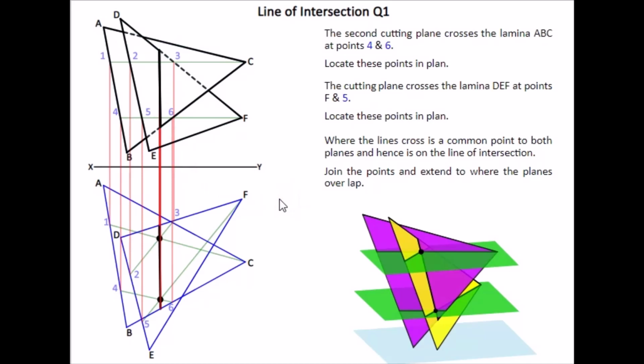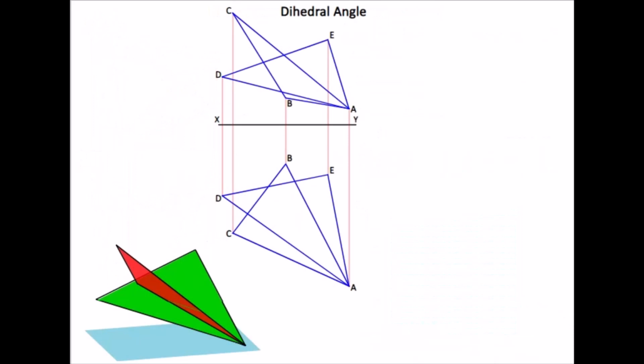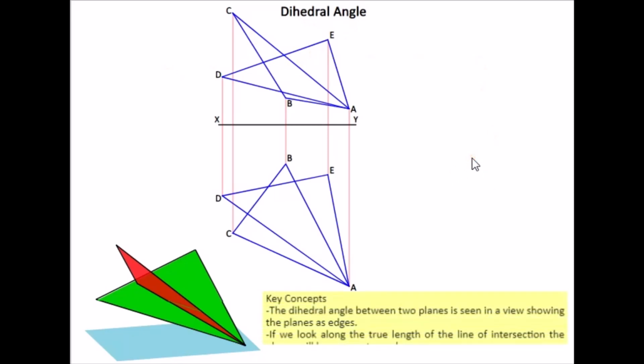Now introducing color and hidden detail again, we can see how the two triangles overlap. Now once we've done a question basing on finding the line of intersection, this is our full exam question now, where we have to find the line of intersection and then find the dihedral angle.